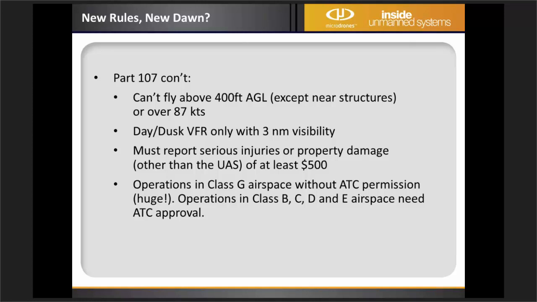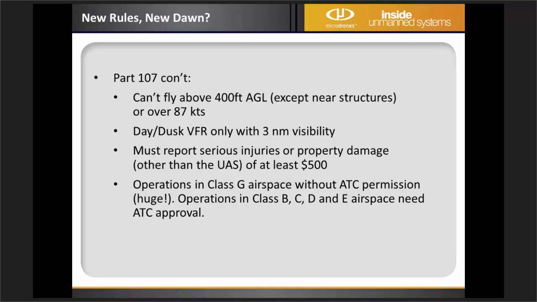You have to report serious injuries or property damage other than to the UAS itself of at least $500. That's been one of the more frustrating aspects of trying to do safety for UASs. There just isn't any reportable data like there obviously is for manned aircraft. Now the last one I didn't get too excited about until I read it about 3 times.